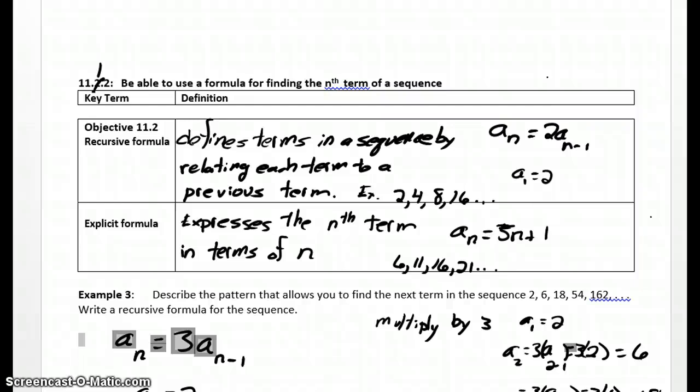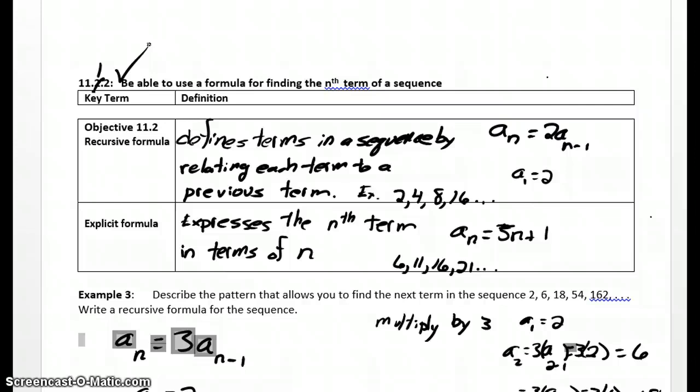Okay, class, we're going to start Chapter 11, Section 1, Part 1. The beginning of your notes, I believe, say Chapter 11.2.2. You can make that small change right there. It's actually Chapter 11, Section 1, Part 2. We're going to be looking at recursive formulas and explicit formulas dealing with sequences.